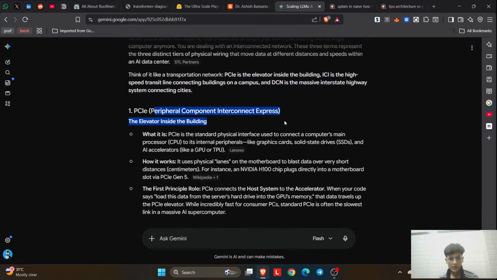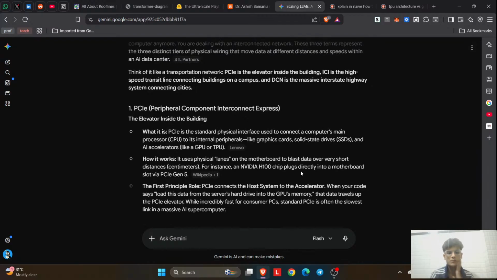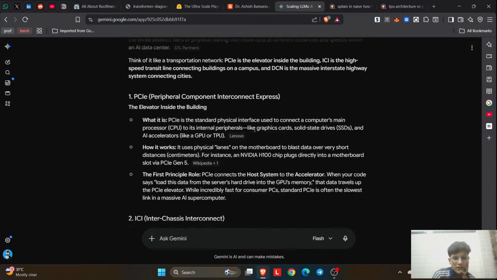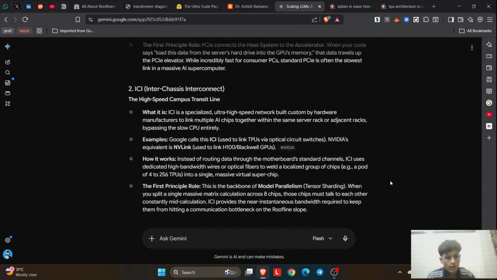Peripheral component interconnect express, the elevator inside the building. What it is: Peripheral component interconnect express is a standard physical interface used to connect the computer's brain, this main processor, to its internal peripherals like graphics cards and solid state drives. It also uses physical lanes.